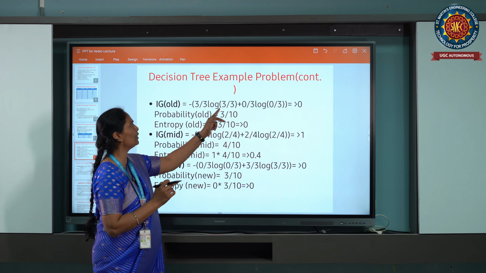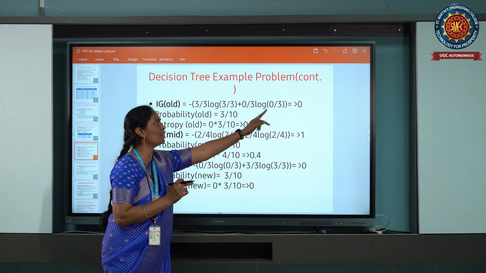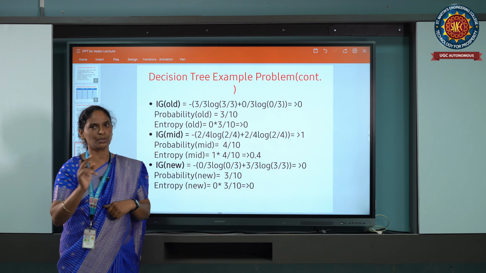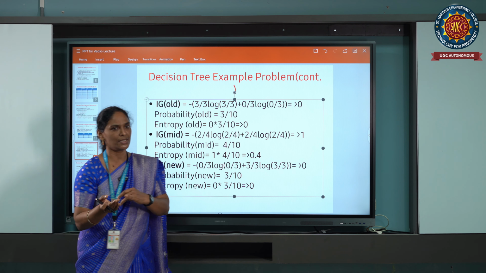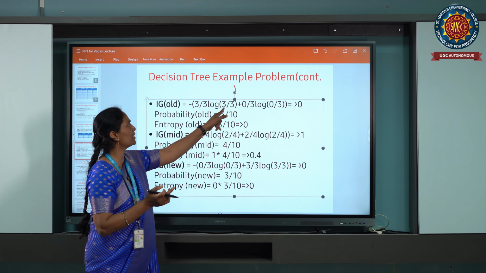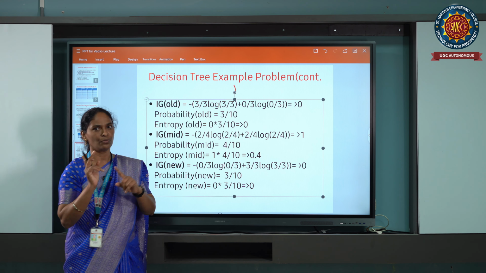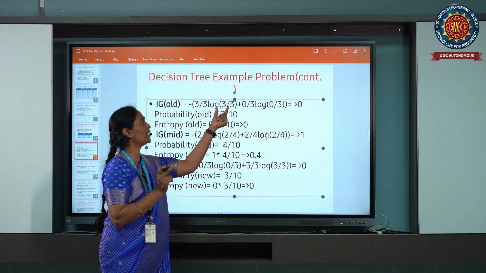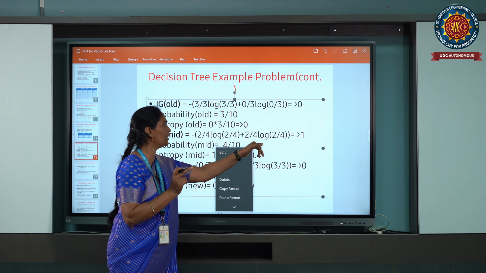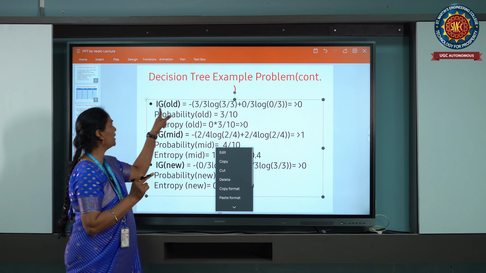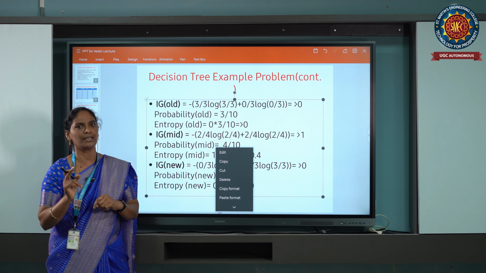So 3 by 3 log 3 by 3 plus 0 by 3 log 0 by 3, we will get totally 0 here, since log 0 term gives 0 there. And 3 by 3 is 1, and log 1 will come to 0. So this value will become 0, and this one also will come to 0. So the information gain for old is 0.